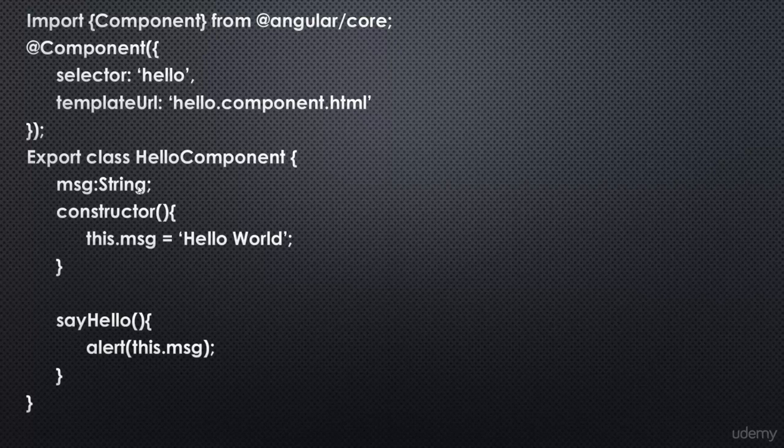Since we're using TypeScript, we can use static typing. Then we have a constructor, and we're setting this.message to the text hello world. So this.message pertains to this property right here. And then we have another function called sayHello, and it's going to alert this.message. Whatever properties we set up here, we can access from any function in the class using the this keyword.